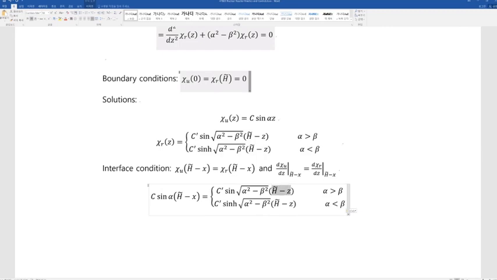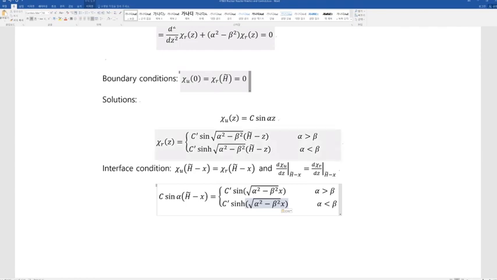So here, if we insert h tilde minus x instead of h tilde, then what we are going to get is simply x. So maybe we'd better insert this inside of the parentheses to avoid any confusion.